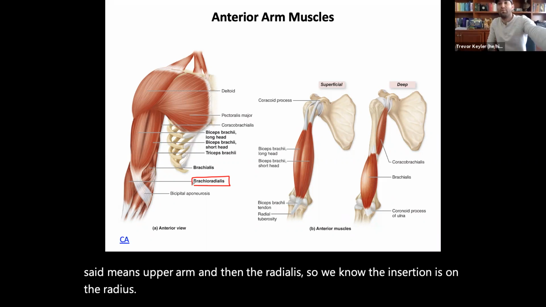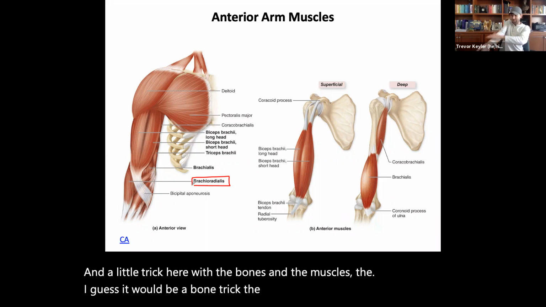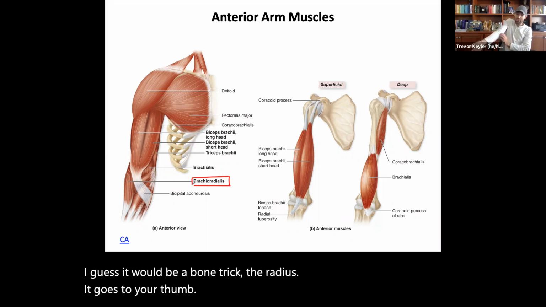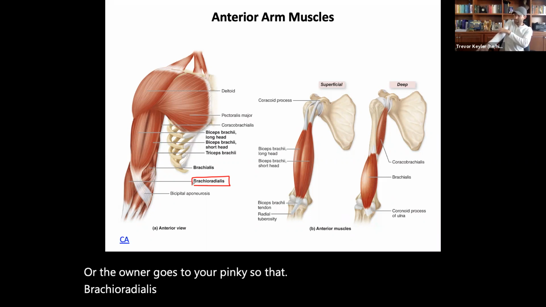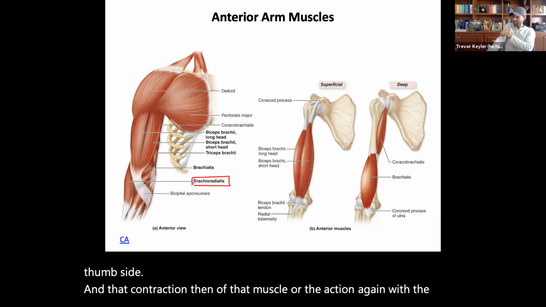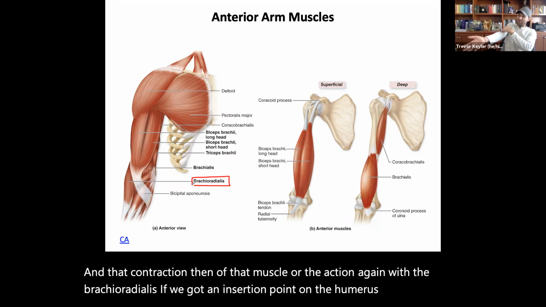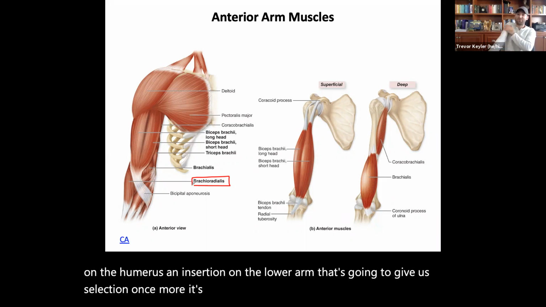And a little trick here with bones and the muscles, I guess it would be a bone trick. The radius goes to your thumb, while the ulna goes to your pinky. Okay. So that brachioradialis is going to run from the humerus and then down to your thumb side. Okay. And the action of that muscle, with an origin on the humerus and insertion on the lower arm, is going to give us flexion once more. It's an anteriorly located muscle, and those lead to flexion.